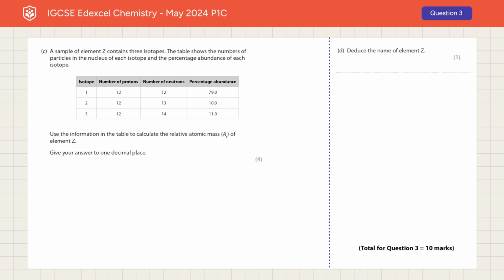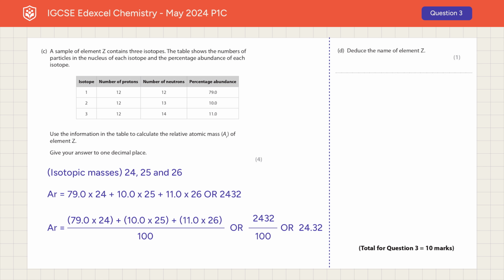Next, part C. We are given a sample of element Z, which contains 3 isotopes, and a table showing the numbers of particles in the nucleus of each isotope and the percentage abundance of each isotope. We need the relative atomic mass, Ar, from isotope data. So we will calculate using this formula, mass times percent abundance for each, sum them, and divide by 100. Our final answer gives us 24.3.